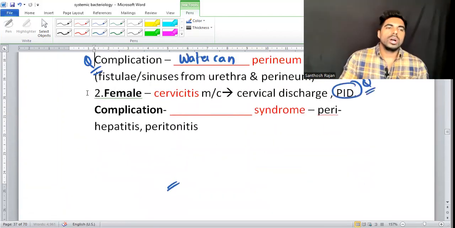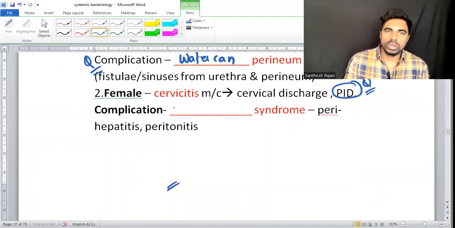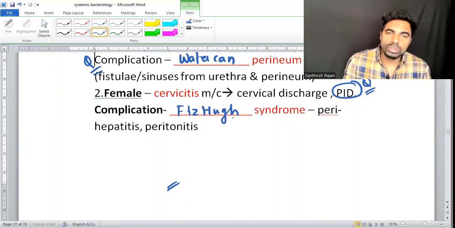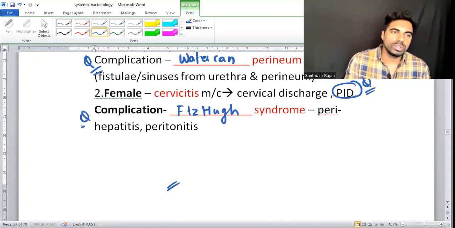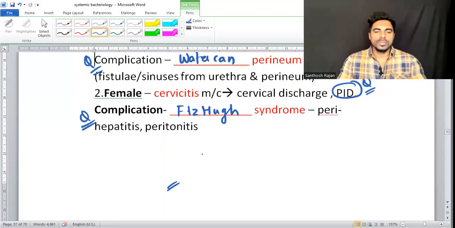We have two complications. This complication is very common with gonococcus: Fitz-Hugh-Curtis syndrome. Even chlamydia can also cause it, but mostly the most common cause is gonococcus. Fitz-Hugh-Curtis syndrome is caused by gonococcus, but chlamydia also is right. They cause perihepatitis. That means it spreads in your abdomen and goes to the peritoneum, and the peritoneum gets infected. That's it. Okay.